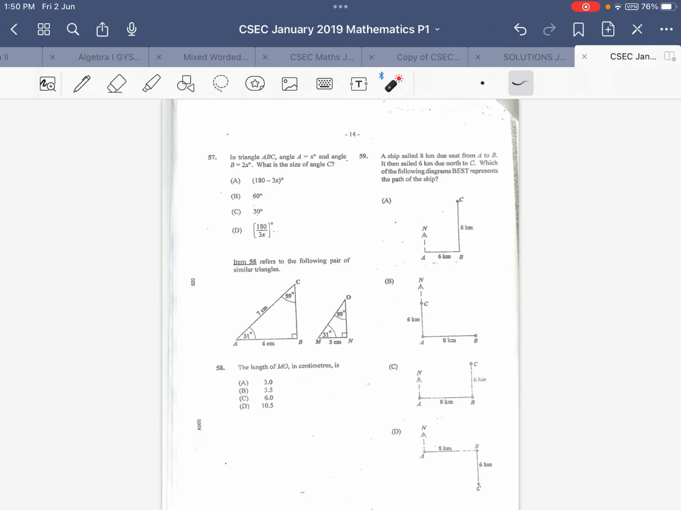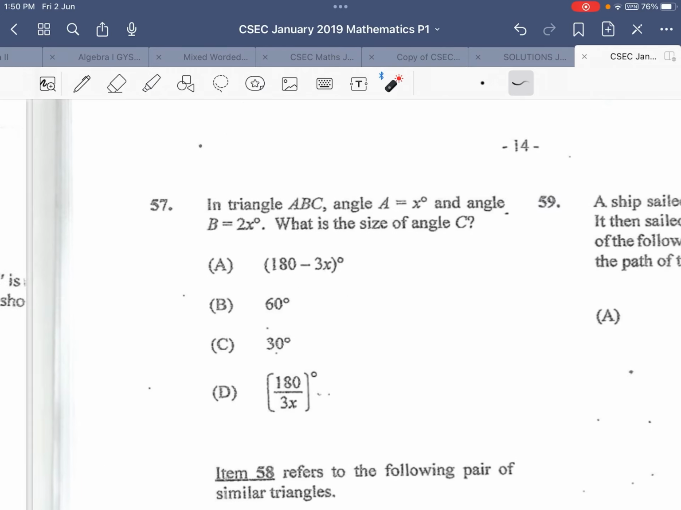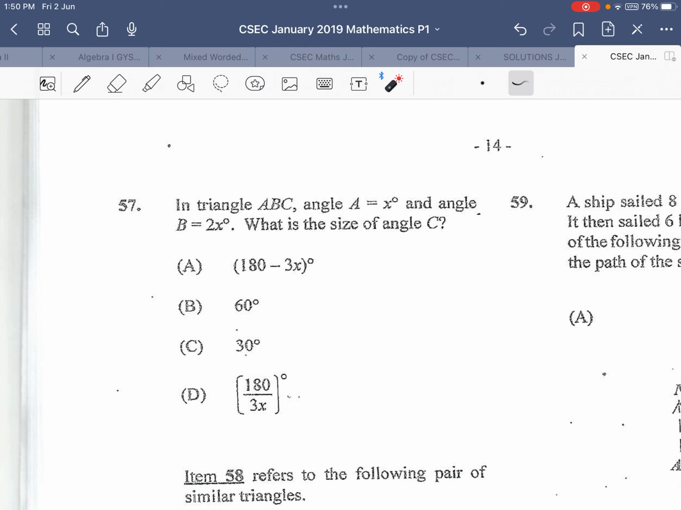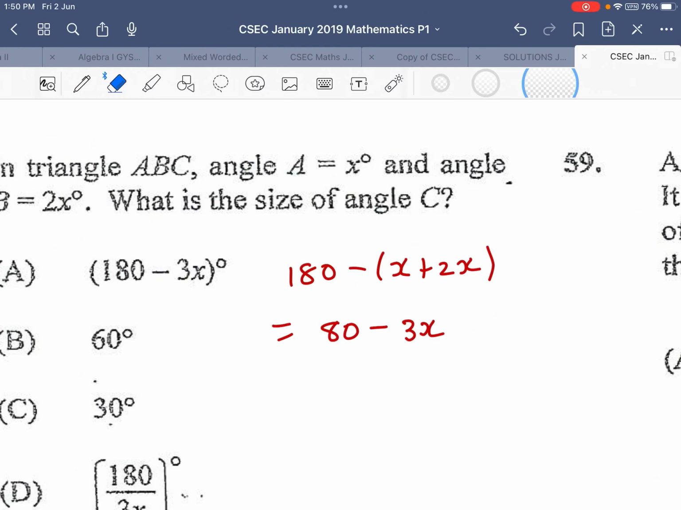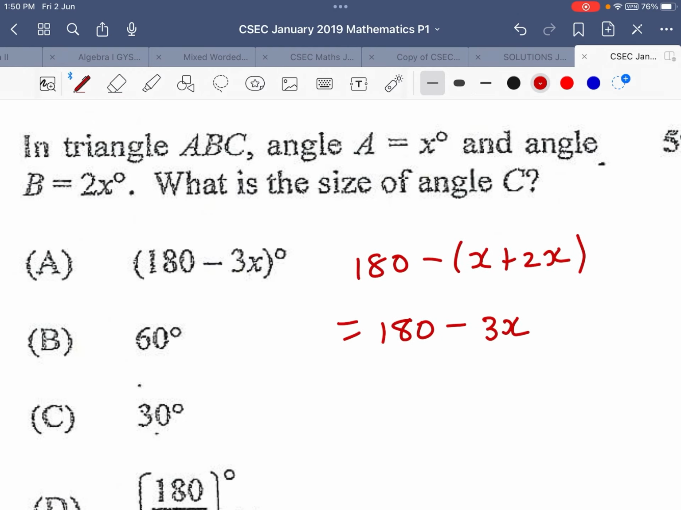Alright, for question 57, triangle ABC, angle A is equal to x degrees and angle B is 2x degrees. What is the size of angle C? So it's going to be 180 minus x plus 2x, since angles in a triangle add up to 180 degrees. So that should be 180 minus 3x. And there's nothing else to figure out there. That's A.